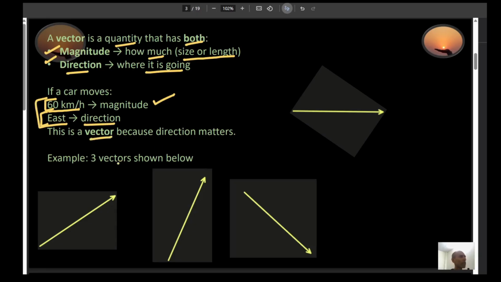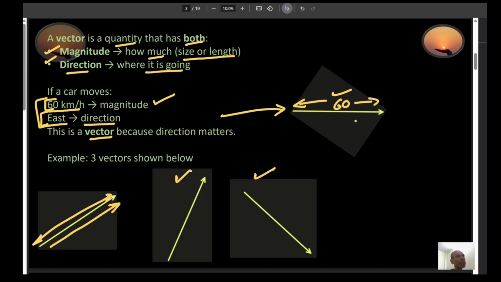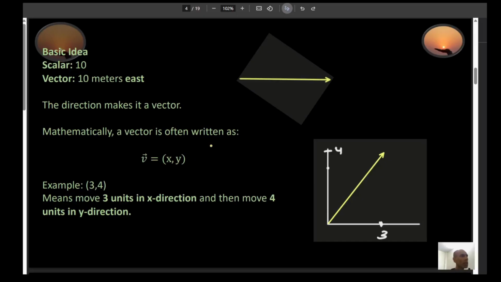Another example of a vector would be something like this. Let's say this is an arrow right here. The length of this arrow would be your magnitude, and the direction is in this direction right here. So that's what makes it a vector. This is a vector. This is another vector right here. This vector could represent the speed of a car. Sorry, the velocity of a car. So 60 kilometer per hour, that is the magnitude from here to here, and the direction is in the east direction right here.